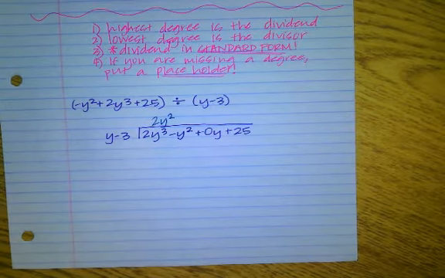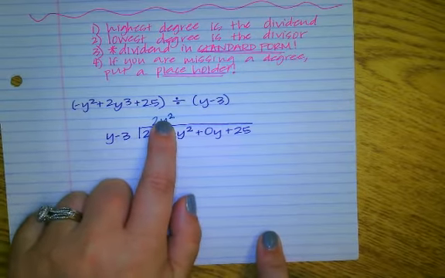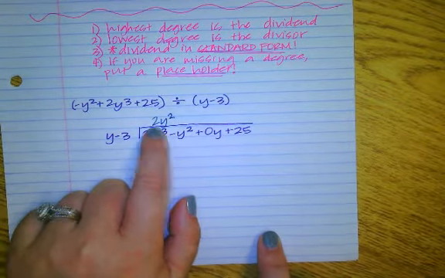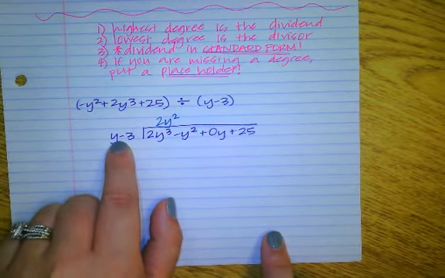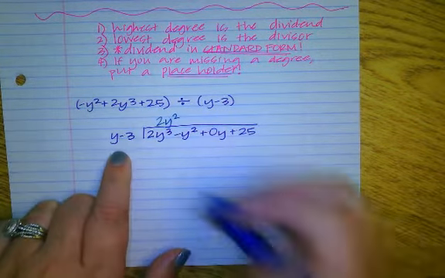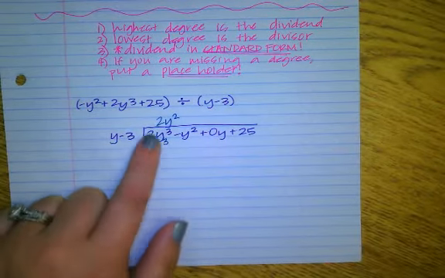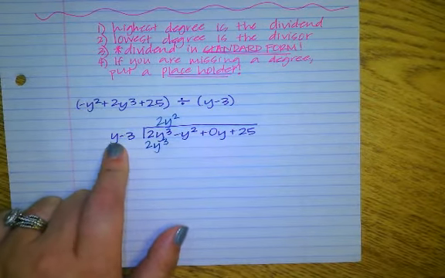Okay, and then now, just like with long division, once you have the number up top, part of your quotient, now I'm multiplying 2y squared times y minus 3. So 2y squared times y minus 3, I'm going to get that 2y cubed. What's 2y squared times minus 3?